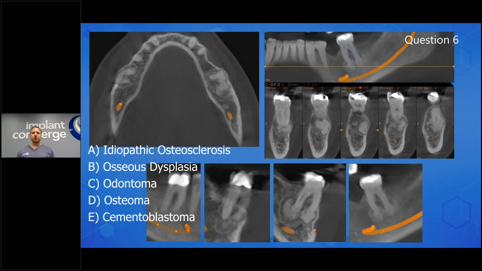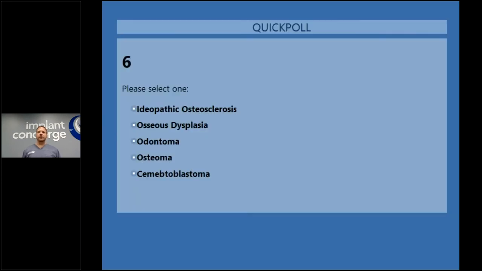So Andy, if you want to run this one, but what you're looking at is irregular high densities with a low density rim. The bone around it is not sclerotic. The trabecular bone pattern appears within normal limits. There is definitely expansion of the buccal cortical plates.